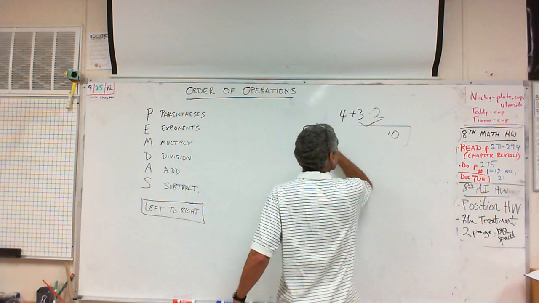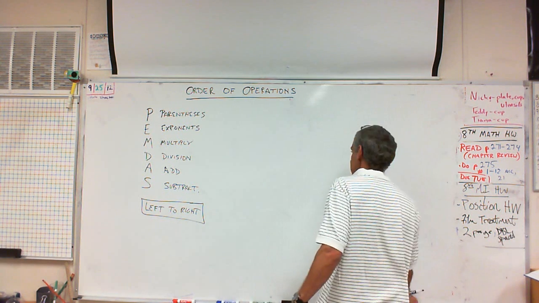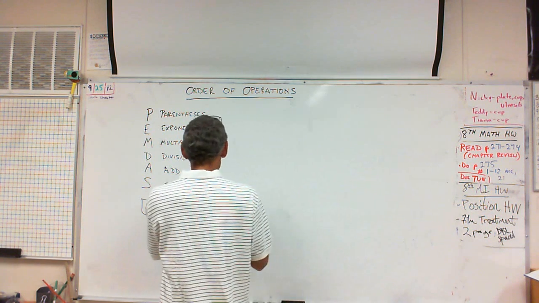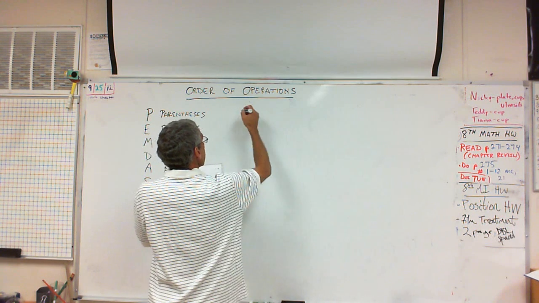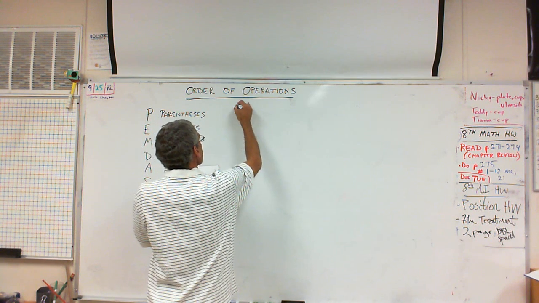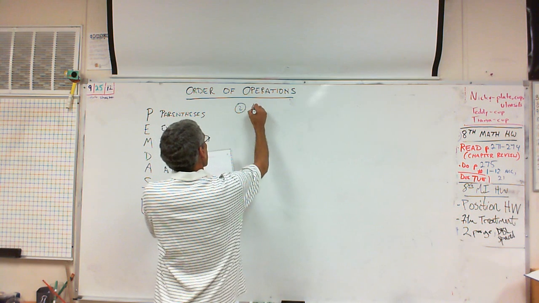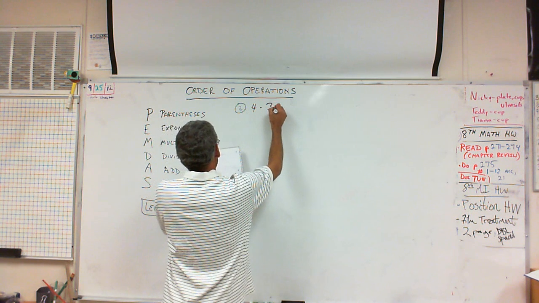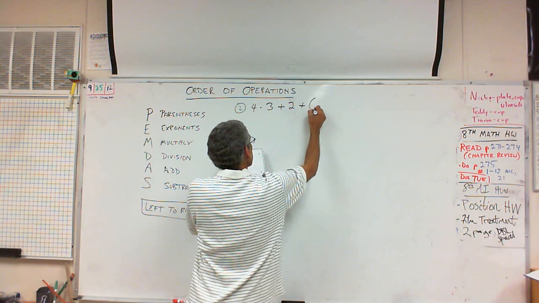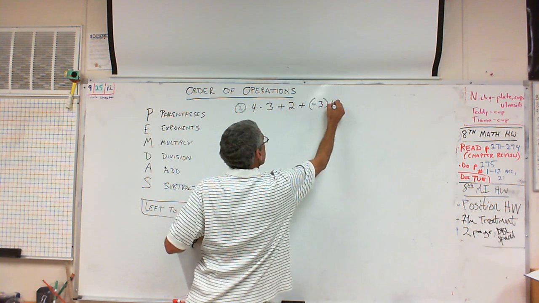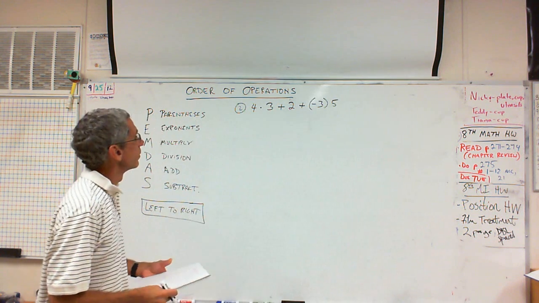So I'm going to erase this one, and we're going to start doing just a bunch of examples just so you can start to see them. All right, so let's do the first one. That was example 1 we just did. We'll do example number 2. So we'll say 4 times 3 plus 2 plus negative 3 times 5.